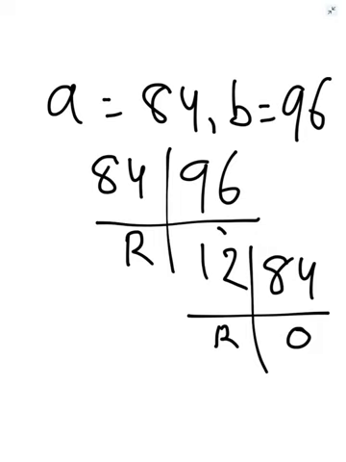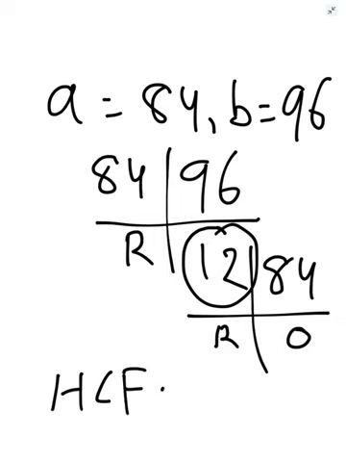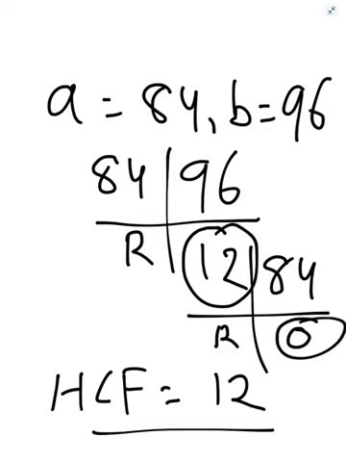So now the remainder has come 0. So here we have to stop. The last divisor, by which we divided 84, was 12. So this is the HCF. The HCF of 84 and 96 is 12, because when we divided 84 by 12, the remainder came 0. So when the final remainder is 0, we have to see the last divisor. The last divisor was 12. So 12 is the HCF of 84 and 96.